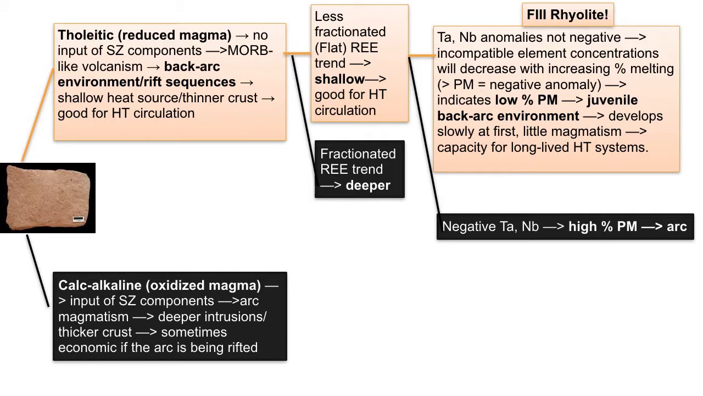They can have negative Ta and Nb anomalies, which indicate a high percent of partial melt, which occurs in the arc. We don't want this, as we want a low percent of partial melting, as that happens in the back arc environment. And these Ta and Nb anomalies are just another proxy for telling us we're in the back arc environment, similar to how we use tholeiitic versus calc-alkaline magmas.